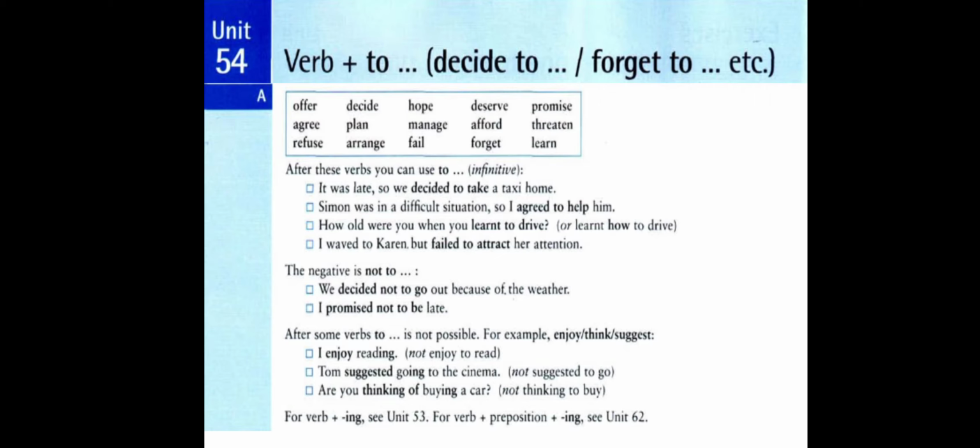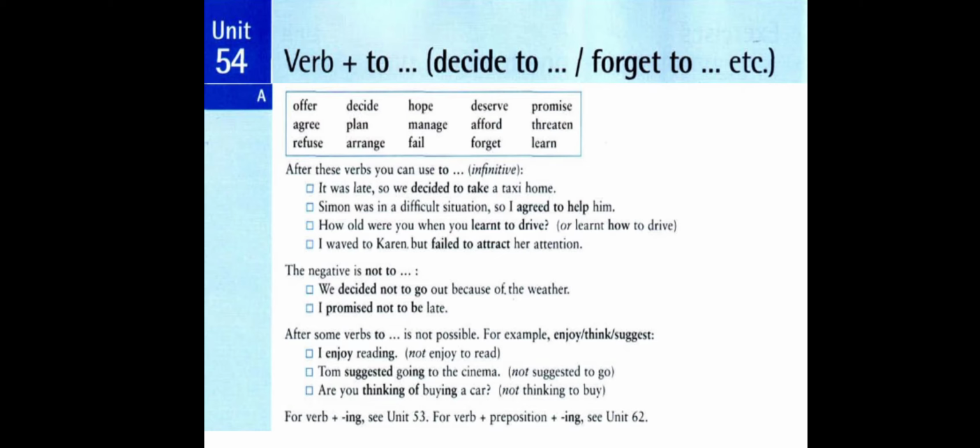After some verbs, to is not possible, and here we think of the previous unit, unit 53. For example, verbs like enjoy, think, and suggest are followed by verb plus ing. This is somewhat a review of the unit 53. For example, here I enjoy reading. The verb enjoy is followed by verb plus ing. We don't say I enjoy to read. We say I enjoy reading. We put verb plus ing after the verb enjoy.